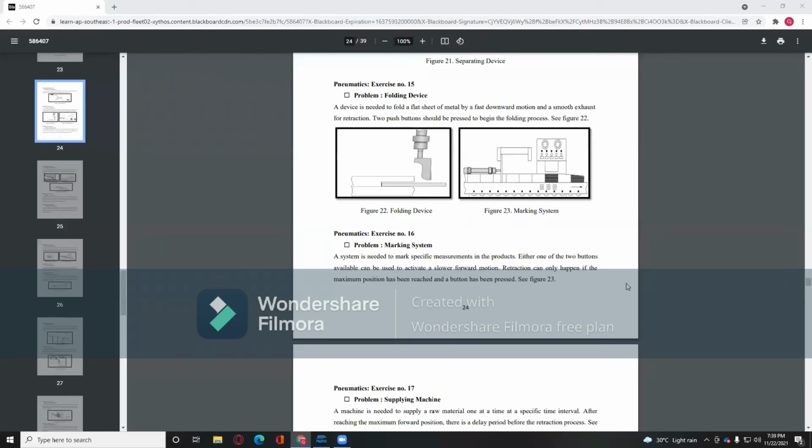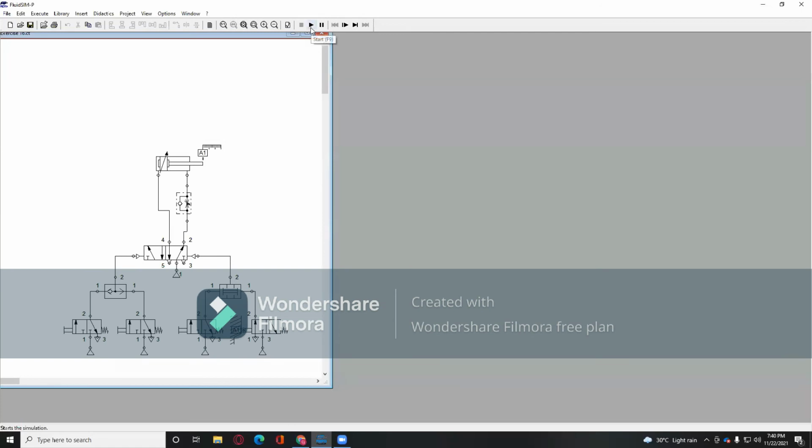So now for exercise number 16, the problem is marking system. A system is needed to mark specific measurements in the products. Either one of the two buttons available can be used to activate a slower forward motion. Retraction can only happen if the maximum position has been reached and a button has been pressed. So here is a sample of the schematic diagram of problem 16 showing all the needed parameters of this problem.